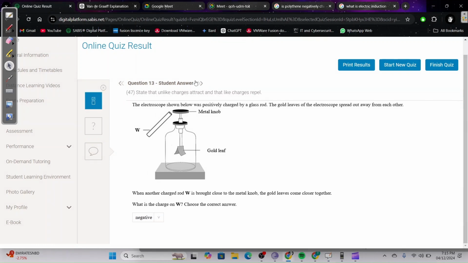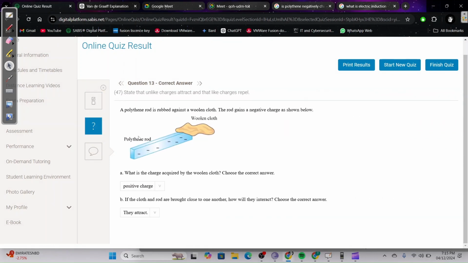Question 13. A polyethylene rod is rubbed against a woolen cloth. The rod gains a negative charge as shown below.